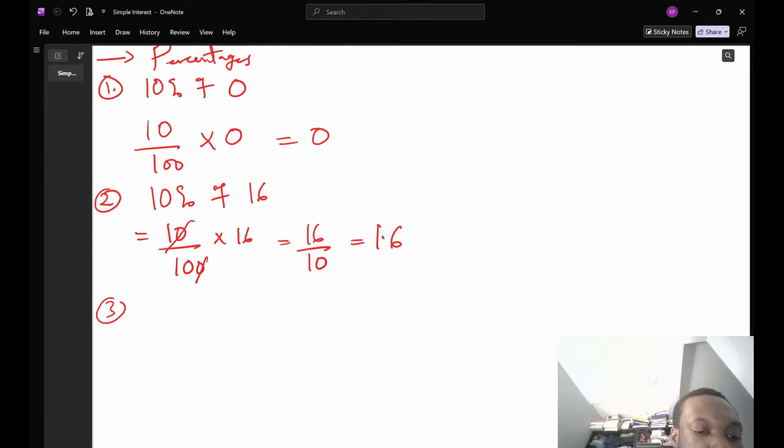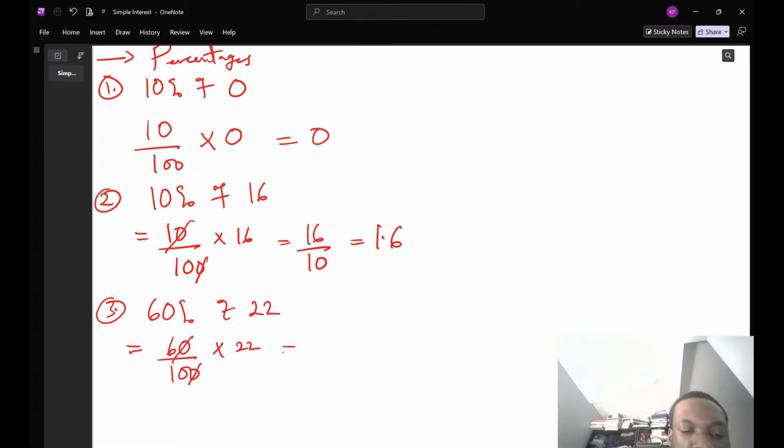I will try another one. We have 60% of 22. So that will be 60 over 100 times 22. This 0 will cross out this 0, so we have 6 times 22 over 10. 2 can go into 10, 5 times, and 2 can go into 22, 11 times. 11 times 6 is 66, divided by 5. If we do 66 divided by 5, we get about 13.2. 13.2 is the answer.